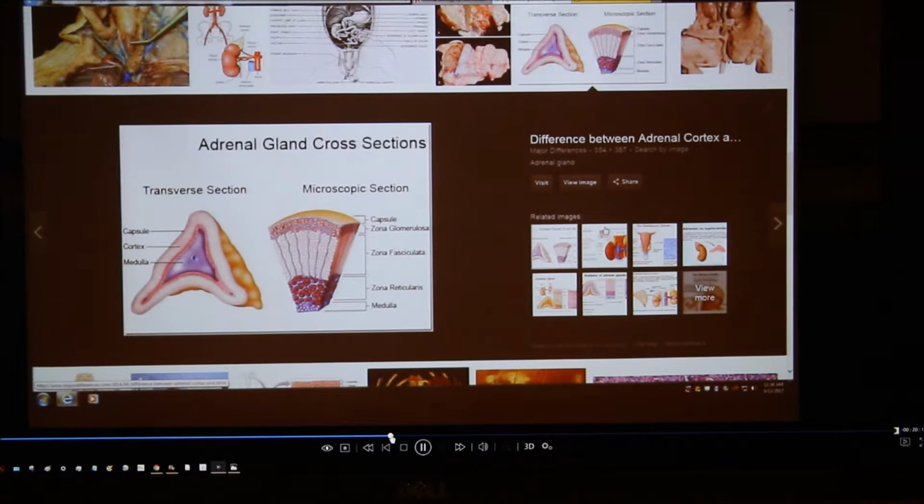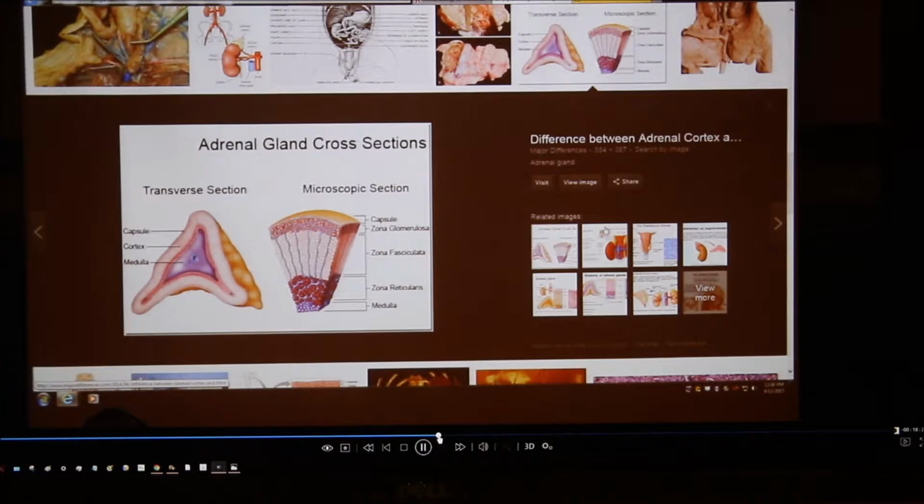And then I found another nice figure. Again, too bad I couldn't enlarge it. But when you do a transverse section, you get this nice little demarcation between the medulla and the cortex. The cortex is also depicted over here, and there are 3 distinct layers of the cortex, but they all make steroid hormones, different steroid hormones. We talked about that. And so the adrenal medulla versus the adrenal cortex.